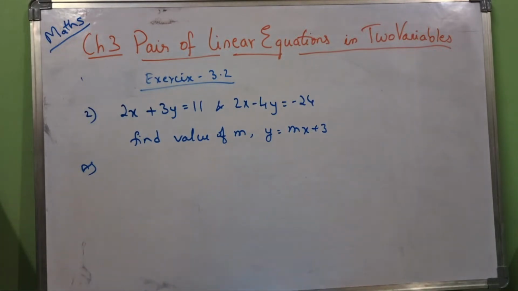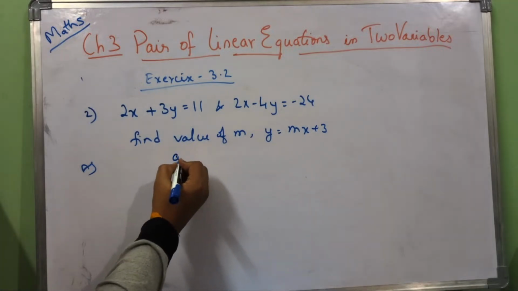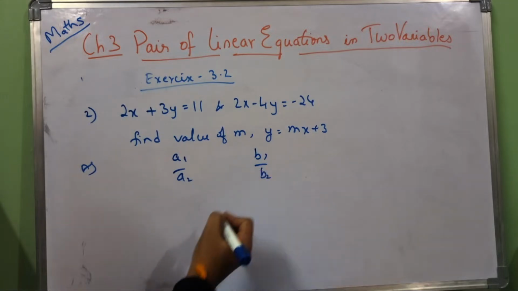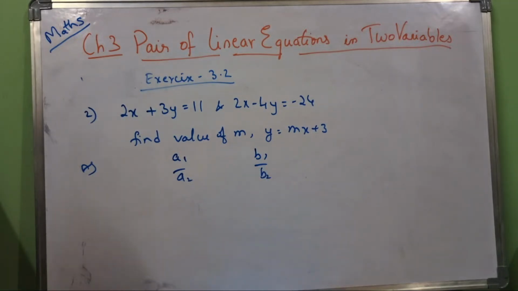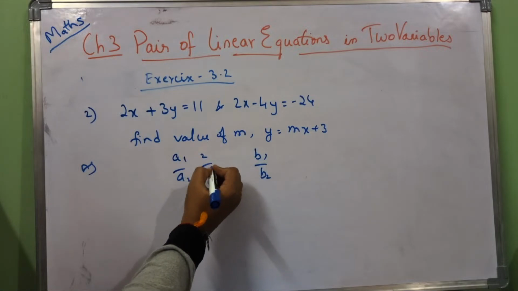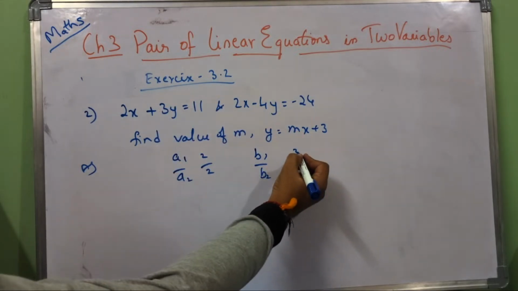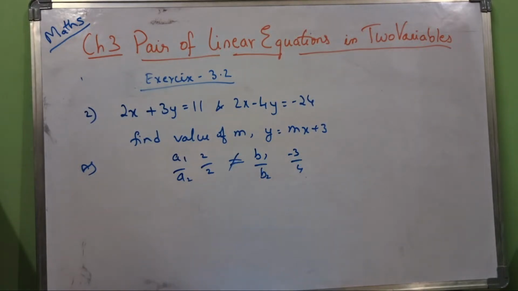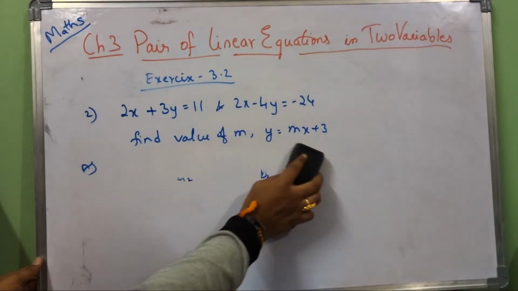The first step should always be checking for intersecting lines, but still we'll cross verify so that we know whether the question is correct or wrong. For this we need a1 by a2 and b1 by b2. So a1 by a2 is 2 by 2, whereas b1 by b2 is 3 by minus 4. It's a clear indication that a1 by a2 is not equal to b1 by b2. Definitely it is intersecting lines, and we have one solution. So let's solve that using the substitution method.